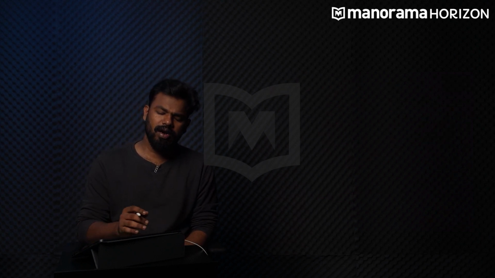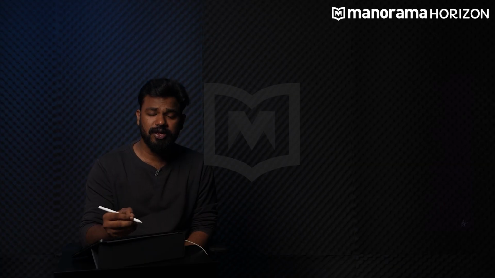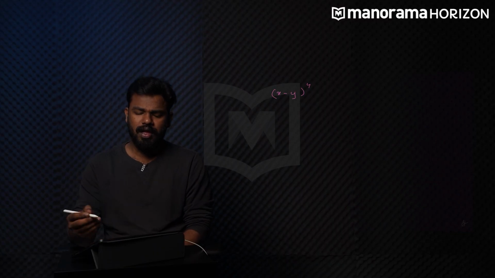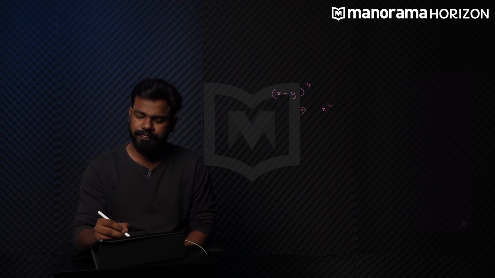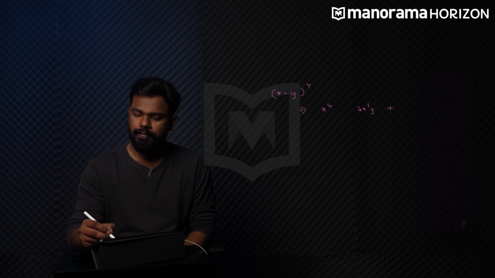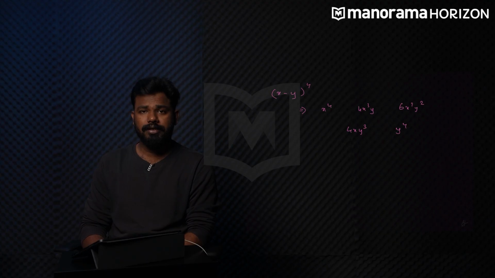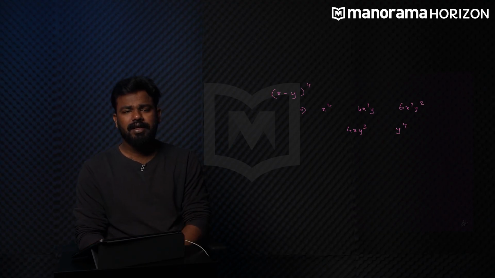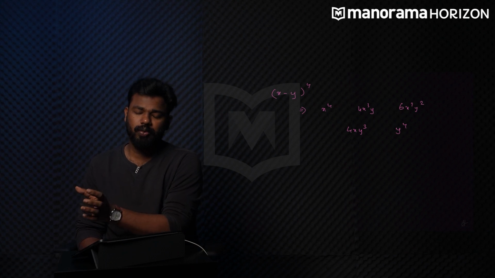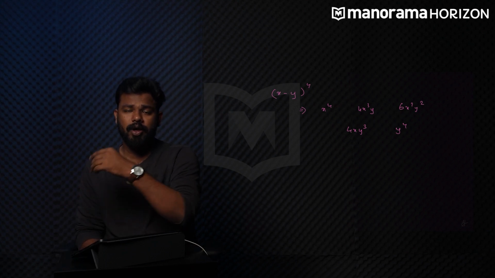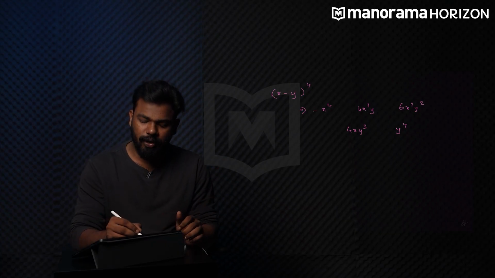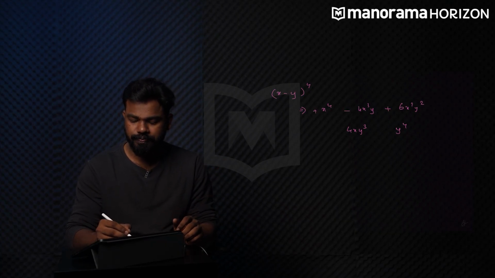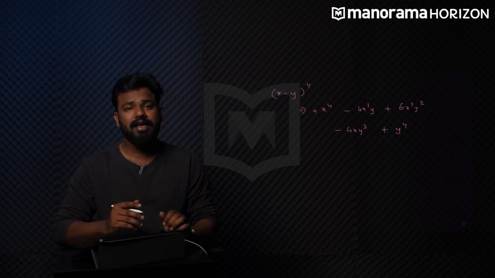Now what happens when, instead of x plus y, I am writing x minus y the whole raised to 4. What is x minus y the whole raised to 4? It will be x raised to 4, 4x cube y, 6x square y square, then again 4xy cube, then last term is y raised to 4. But why this but? Since it is the expansion of x minus y, it won't be having all positive terms. There will be alternate positive and negative. So the first term will be positive, second term will be negative, third term will be positive, the fourth will be negative, and the last term will be positive.